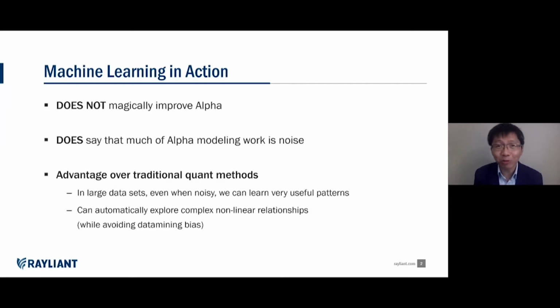And in fact, when it actually works properly, it mostly tells you that a lot of your alpha modeling work is noisy and is data mined. Now, don't be depressed by that because that's actually quite useful, because only when you know how much of your work is data mined and how much is actually truly useful signal can you then really extract the signal from the noisy data and find interesting relationships to predict future stock returns.